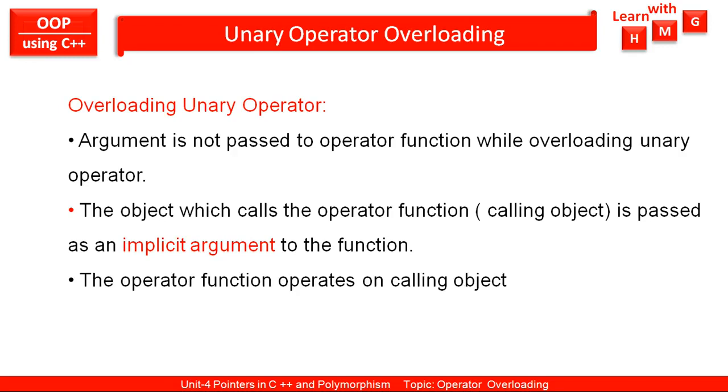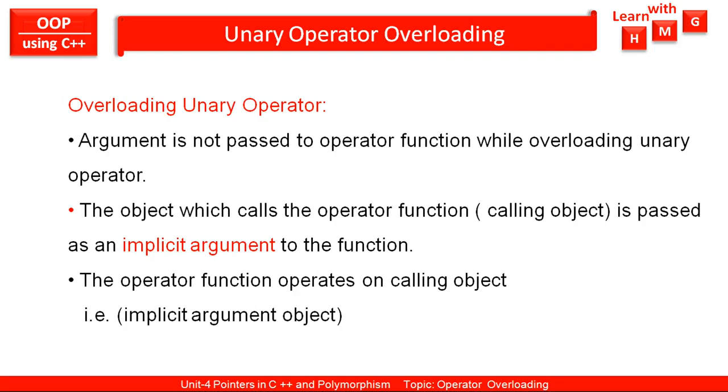That object is called the calling object, and the calling object is passed implicitly to that particular operator function. Like this, the calling object which will call that operator function is passed as an implicit argument. Then the operator function operates on the calling object. Whichever object calls that operator function is the calling object, and the operator function will operate on it by default, just like any other member function operates on the calling object. Here also the operator function will operate on the calling object, that is, on the implicit argument object.